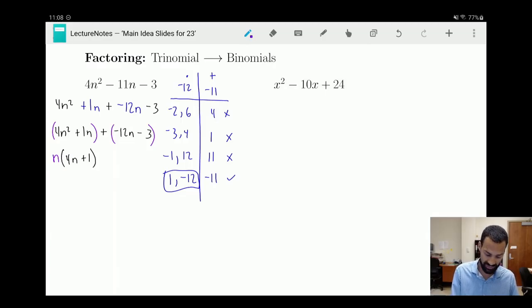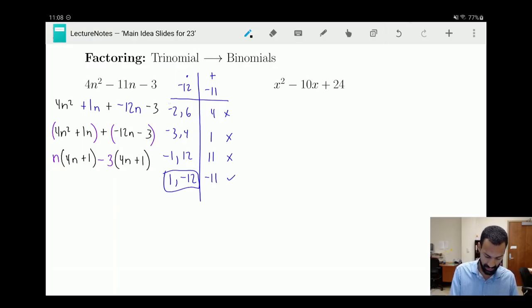Now, negative 12n minus 3. 12 and 3 are both divisible by 3. I could take out a positive 3 or a negative 3, but we just talked about how you want that first number in the parentheses to be positive, right? So we're going to factor out a negative 3. If this is a negative right here, take out a negative number. If I divide this by negative 3, that's a positive 4n. If I divide this by negative 3, it's a positive 1.